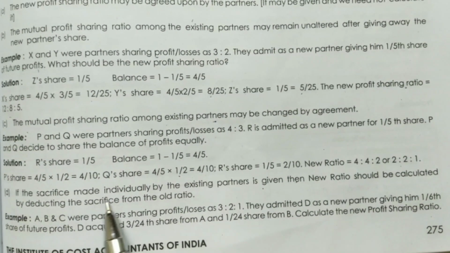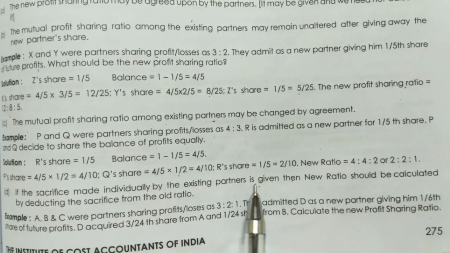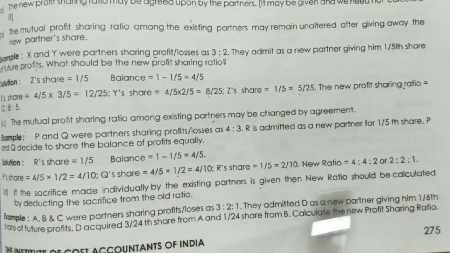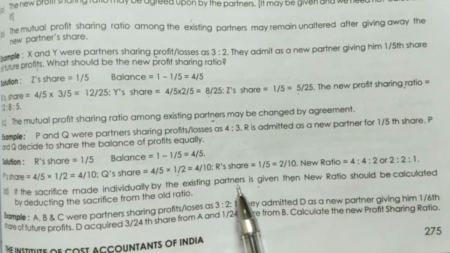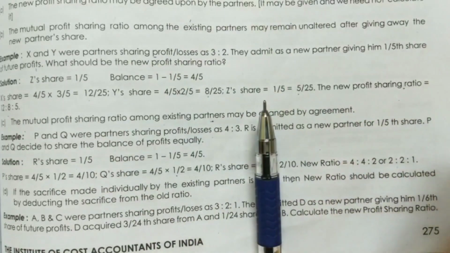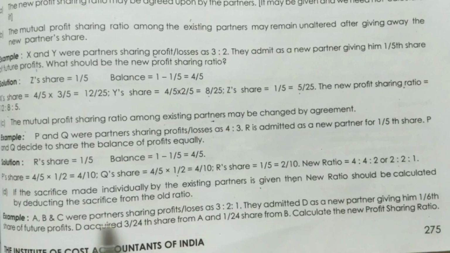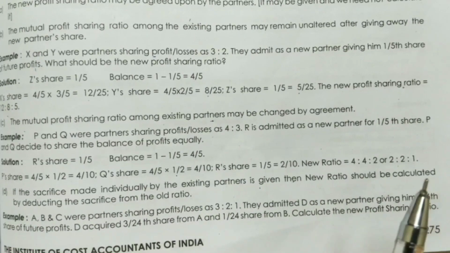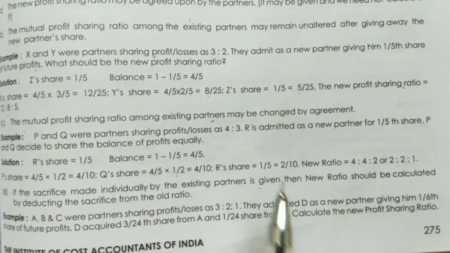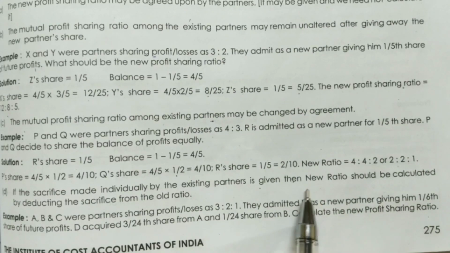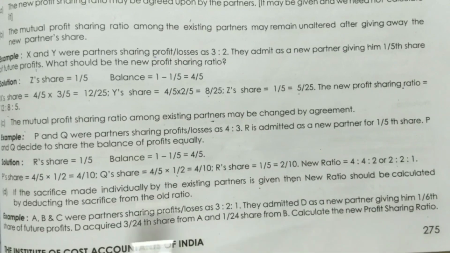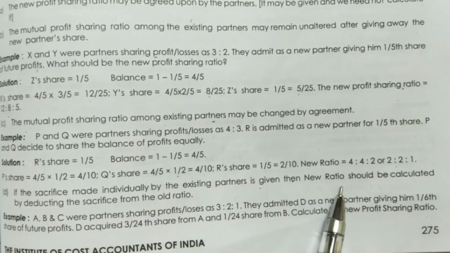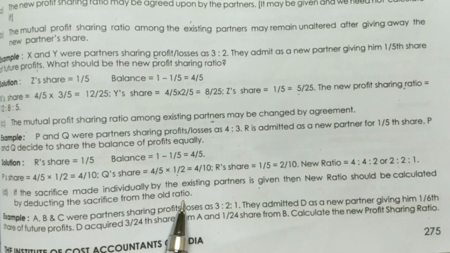Okay, if the sacrifice made individually by the existing partners is given, then the new ratio should be calculated by deducting the sacrifice from the old ratio. In some questions, they will give us the sacrifice which is made by the existing partners in order to admit a new partner, right? So if the sacrifice portion is given in the question, then we can calculate the new profit sharing ratio by subtracting this sacrificing ratio from the old ratio.